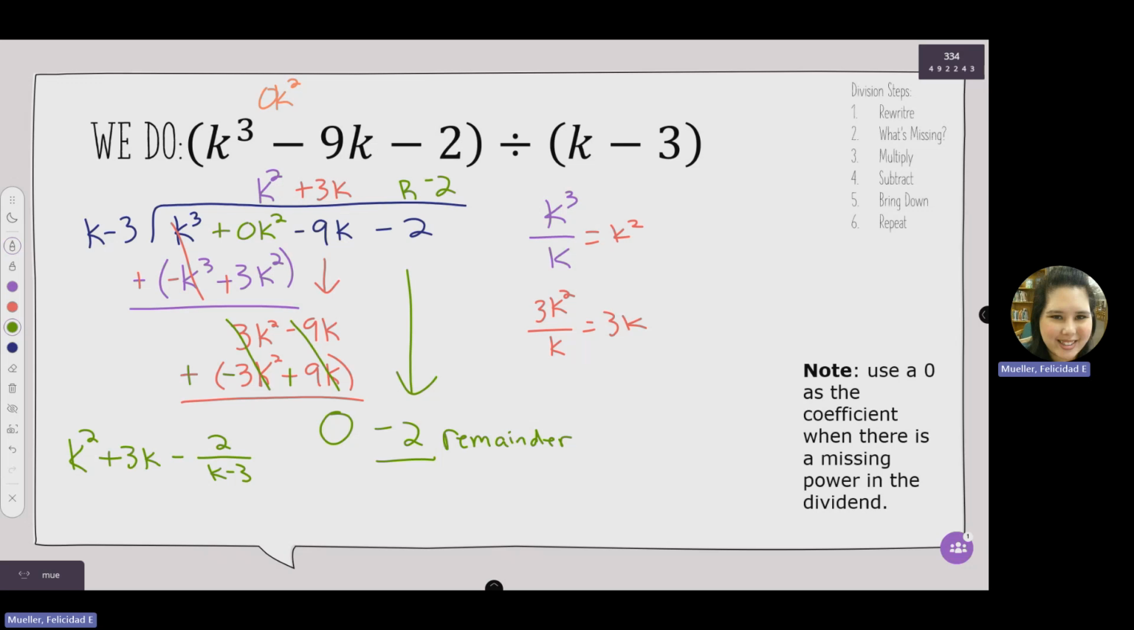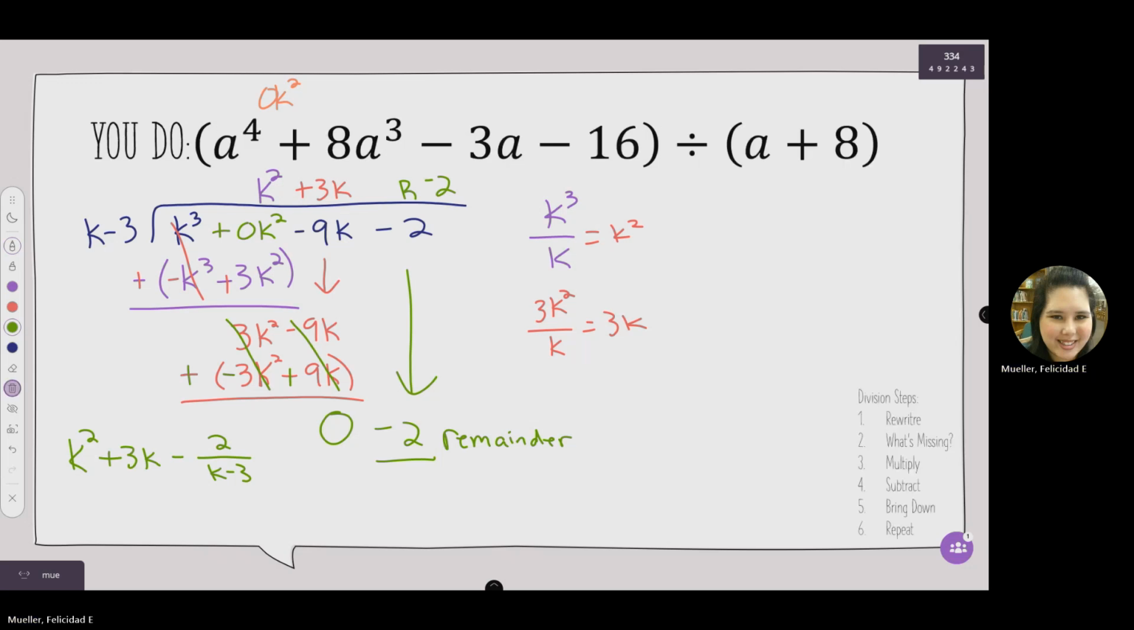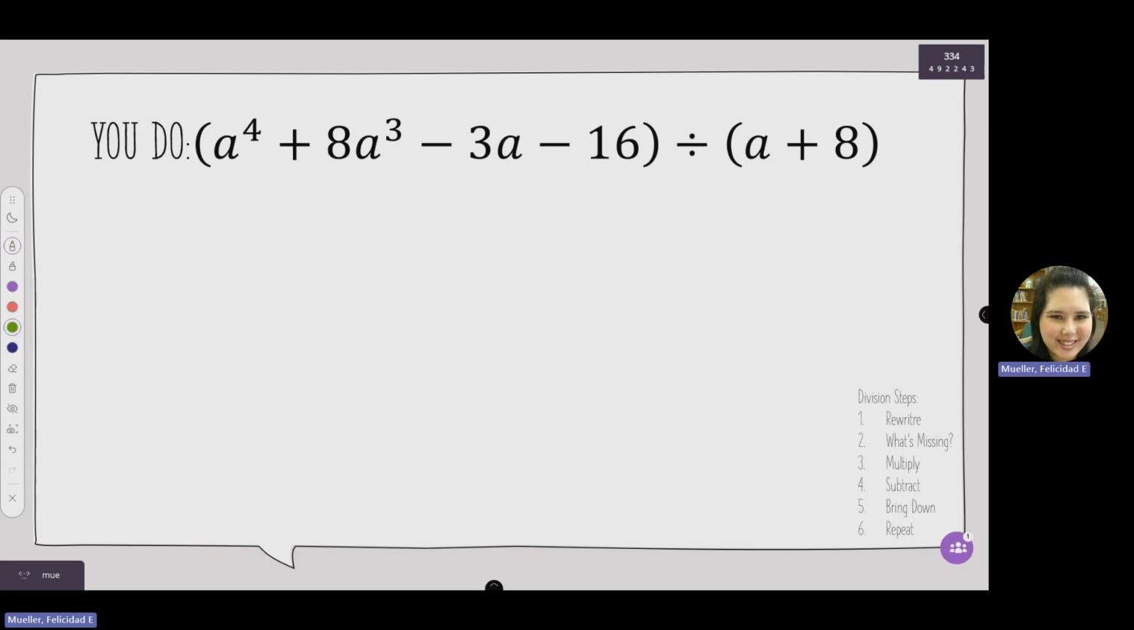Moving on again. Oh, there's always pause the video if needed. So I want you to pause this time and try this problem and come back and check your work.